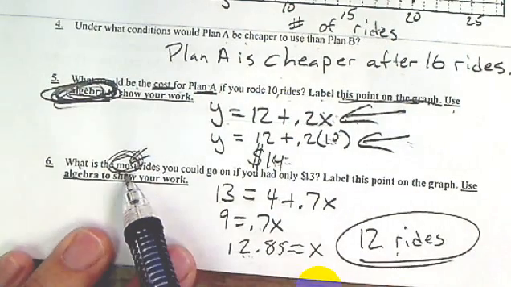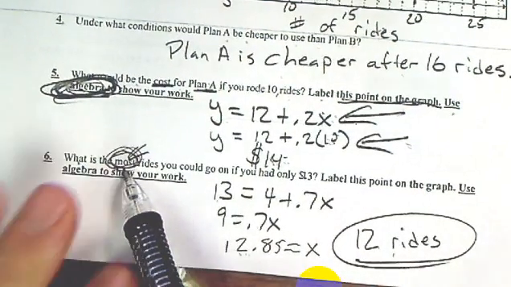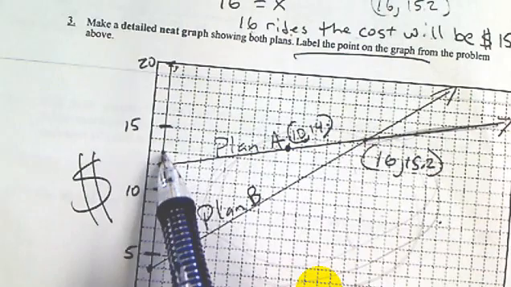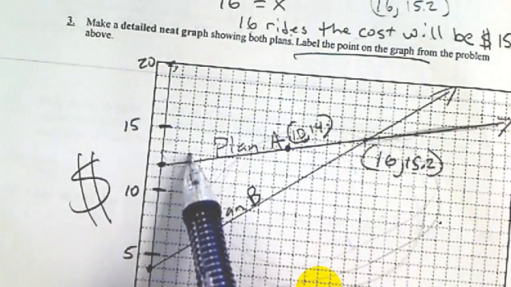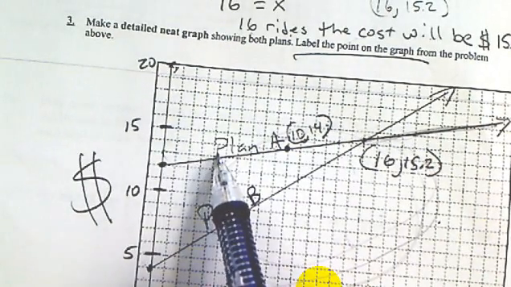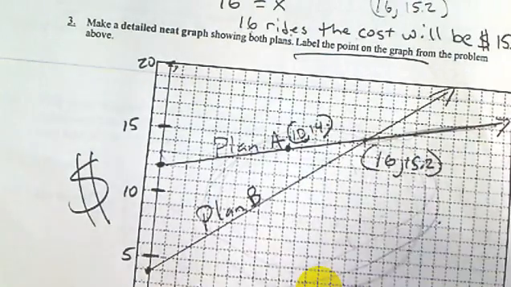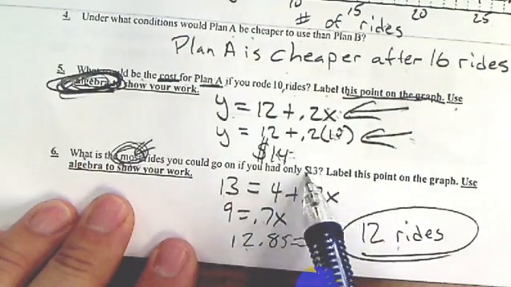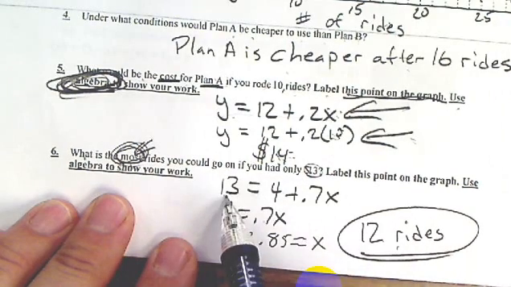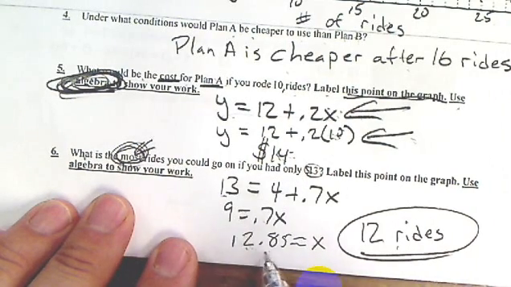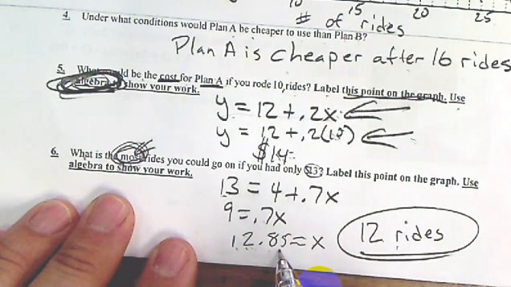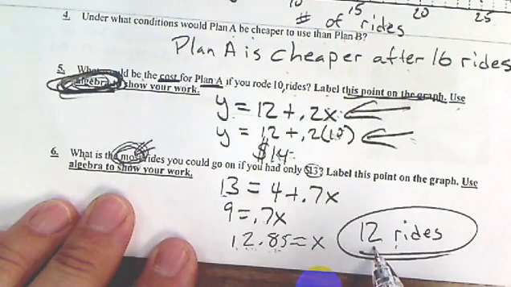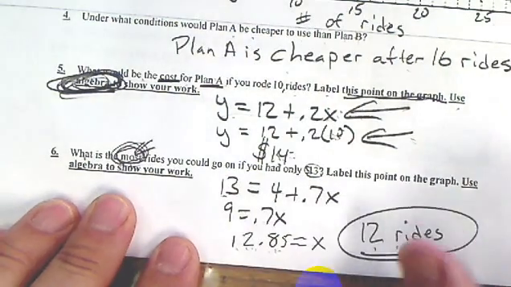What is the most? Well, you've got to look at both plans and decide which one's the most. Well, $13 is right about here. If I go across, I go, oh, that's only about 5 rides. This plan's going to give me, it looks like around 13, 12, something like that. So I plug in 13 for my money, and then I solve for the number of rides. 12.8 rides. I can't ride 0.8 of a ride. And I don't have enough money to get to 13, so I have to end up with just 12 rides.